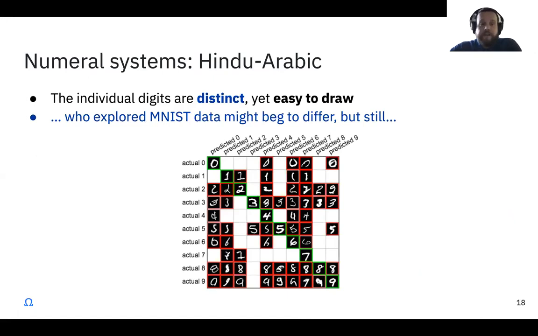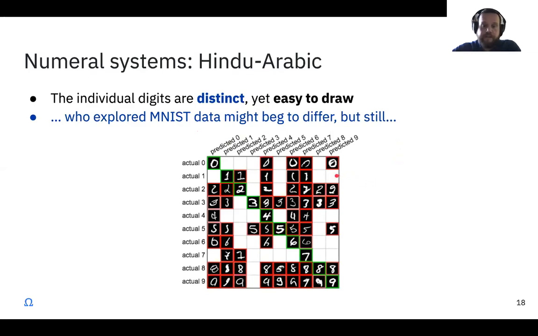Another advantage is that the individual digits are distinct, and yet they are very easy to draw. If you wanted to write Egyptian numerals, you would pretty much have to study calligraphy. If you want to write normal numbers, you learn that in the first grade of elementary school. Regarding distinctiveness, I'm aware that we have a lot of AI people in the audience. Whoever worked with the MNIST dataset, the dataset of images of handwritten digits, might beg to differ, because it's wonderful what creations some people can write as numbers.